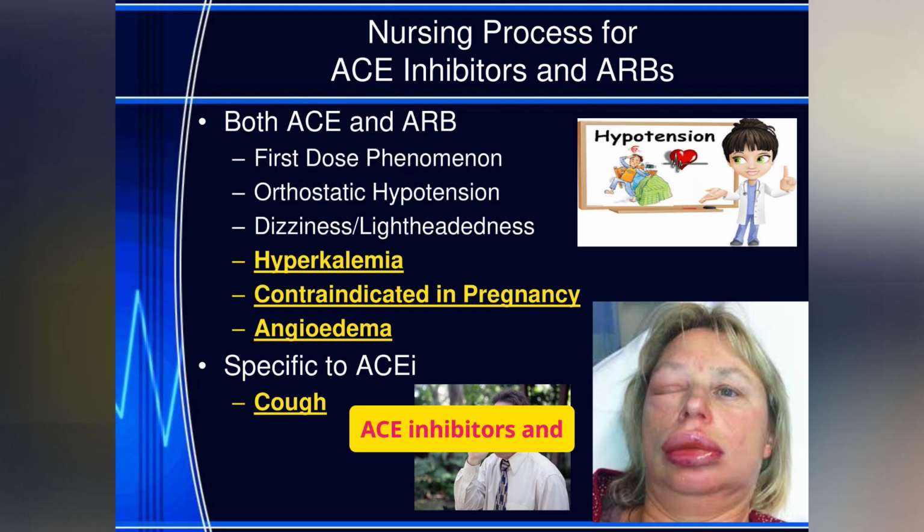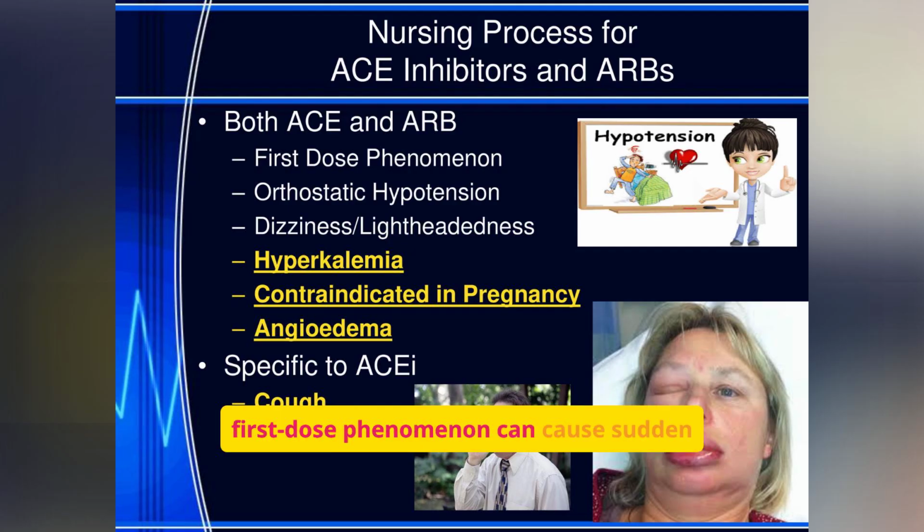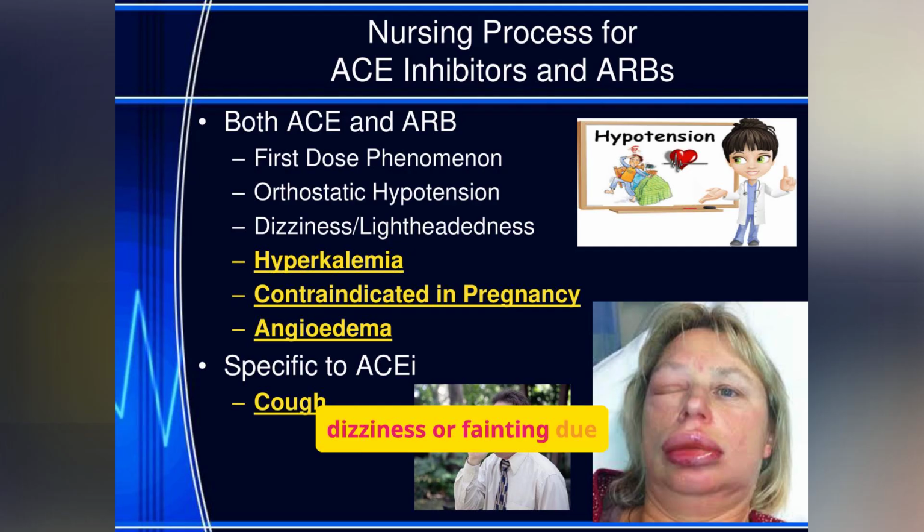ACE inhibitors and ARBs share some common side effects and contraindications. We'll discuss these, including the first dose phenomenon and angioedema. The first dose phenomenon can cause sudden dizziness or fainting due to a rapid drop in BP, so these are often taken at bedtime. Angioedema is rare but life-threatening swelling, usually around the face and throat.